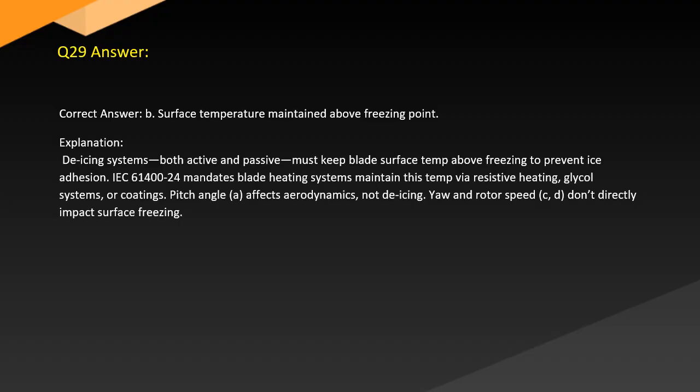Answer. Correct answer: B. Surface temperature maintained above freezing point. Explanation. Deicing systems, both active and passive, must keep blade surface temp above freezing to prevent ice adhesion. IEC 61400-24 mandates blade heating systems maintain this temp via resistive heating, glycol systems or coatings. Pitch angle (A) affects aerodynamics, not deicing. Yaw and rotor speed (C, D) don't directly impact surface freezing.